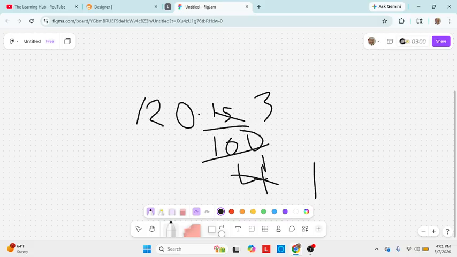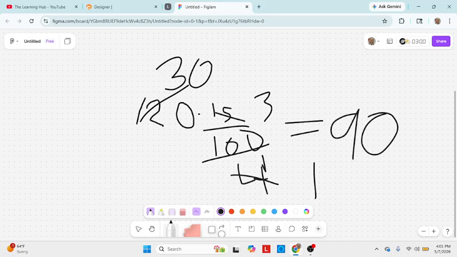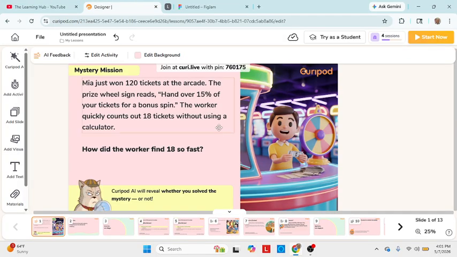And then hand over 15%, and that would equal 90. Oh, she just won this many, and then she wants to hand over 15. So they would count out 18 without using a calculator, because when they hand over 15%, they count out 18 so fast.